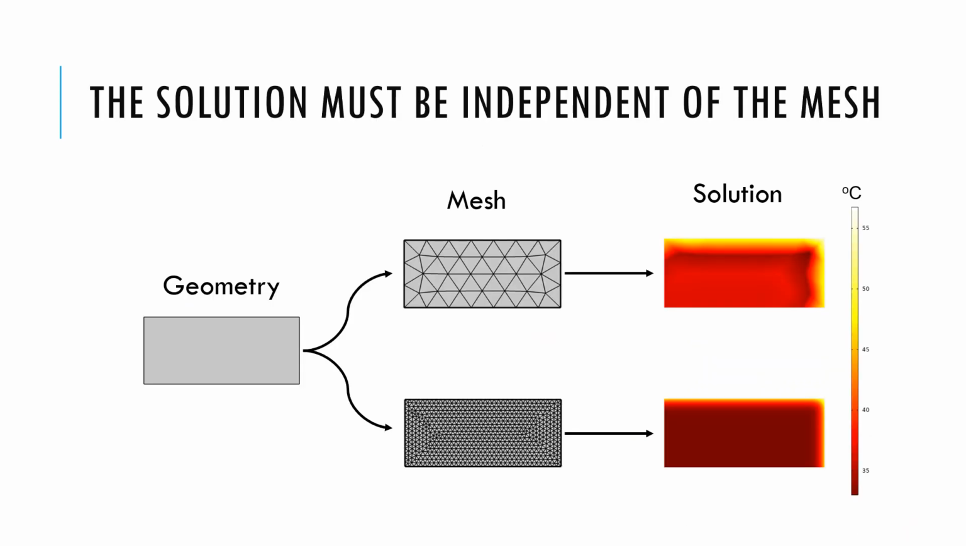Repeating, the solution must be independent of the mesh. So if we have a geometry and we mesh it two different ways, the two different ways are going to give two different solutions, or can give two different solutions. So then that's not okay, because my solution should not depend on my solution procedure.